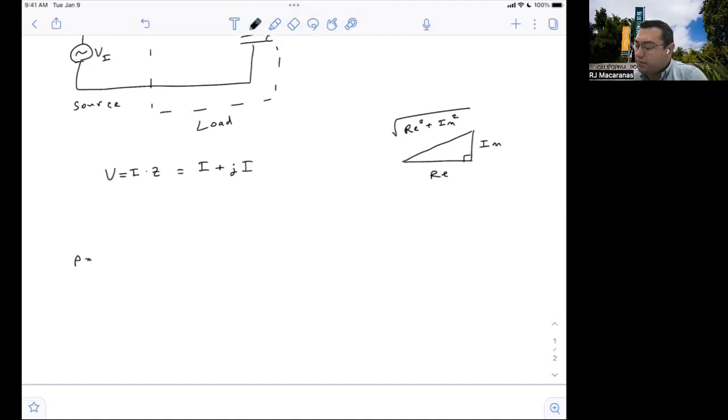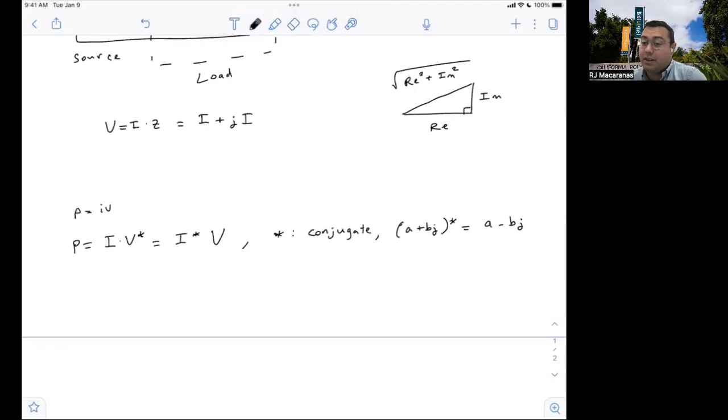So power, in general, is I times V. And when we take this product into the complex domain, we also have to consider the conjugate. So it's I times V conjugate, which is the same as I conjugate times V, where this asterisk is the conjugate. And just as a reminder, if you have some A plus Bj, then the conjugate of this is A minus Bj. You just take the opposite of the imaginary component. But in any case, power in the complex domain is given by these two equivalent statements.